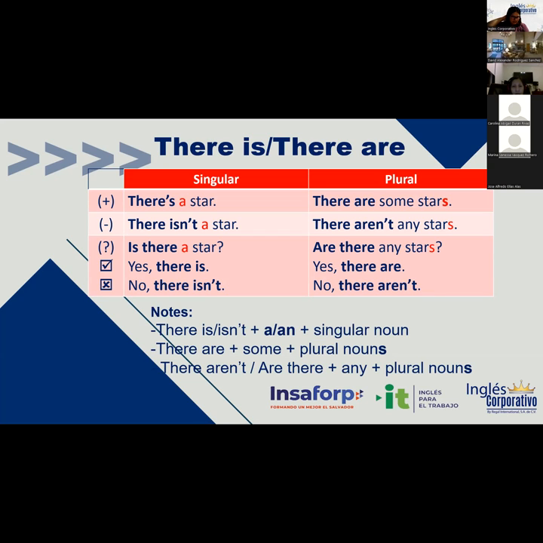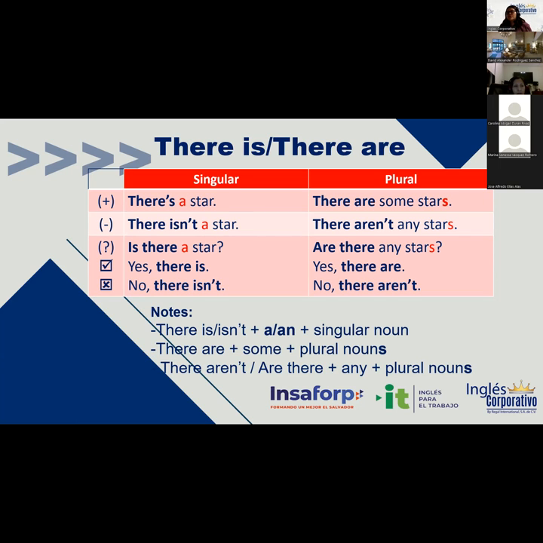There is a star, there are some stars. If you're going to make a negative sentence, the same for negative: there isn't, or there aren't, right? If it is singular, there isn't, and if it is plural, there aren't. Today, we are going to be working a little bit more with questions. With the questions, the only thing we do is that we switch, right? If we were saying there is a star, is there a star? There are some stars. Are there any stars?